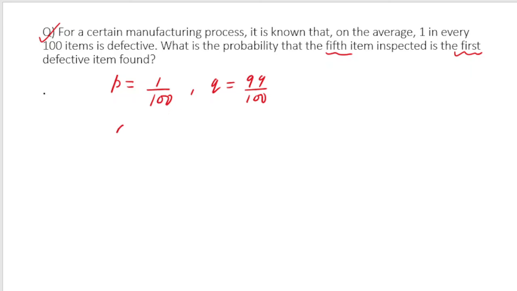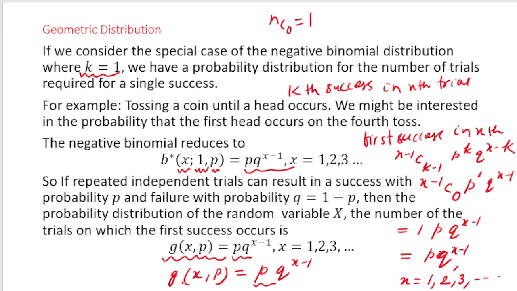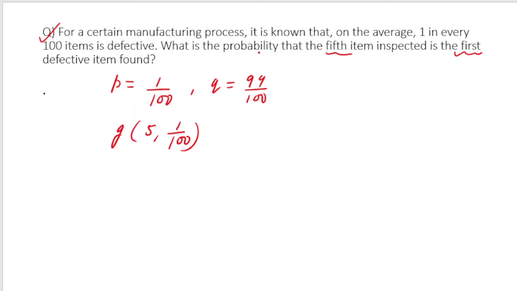Now we want to calculate the geometric distribution. So what is the probability that the fifth item inspected is the first defective item found? So here we are calculating x is equal to 5 and probability of success, that is p, is equal to 1 by 100. I hope you have understood this. We write the geometric distribution as g, x the number of trials, and p the probability of success. So here we are looking for the probability of the fifth item, meaning we are doing 5 trials. So g(5; 1/100).